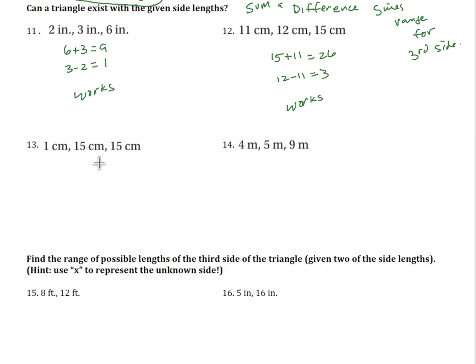Looking at number 13, we've got a 15 and a 15. That adds up to 30, so 1 is less than 30. The other combination is basically the same, so that one works.